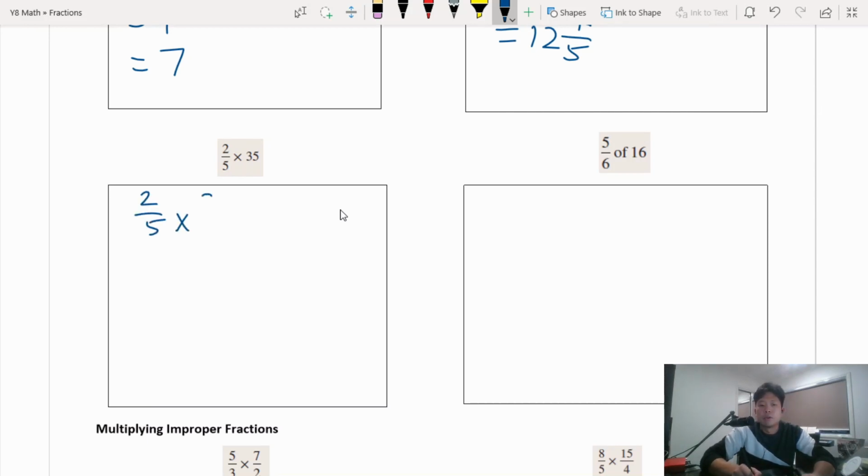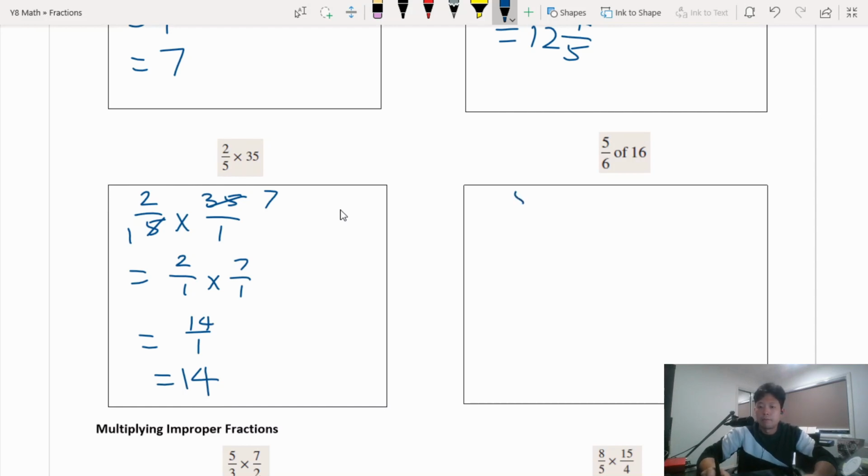Question becomes 2 over 5 times 35 over 1. Let's divide both of these by 5. That becomes 7, and that becomes 1. So our question is now 2 over 1 times 7 over 1. And that gives us a final value of 14 over 1, or 14.